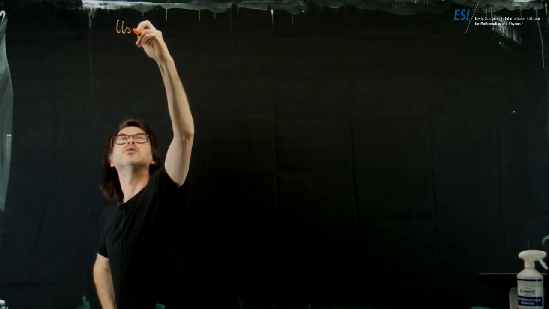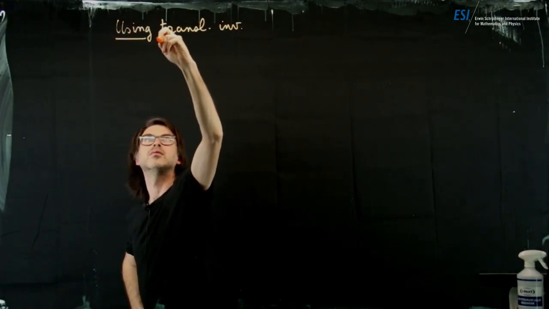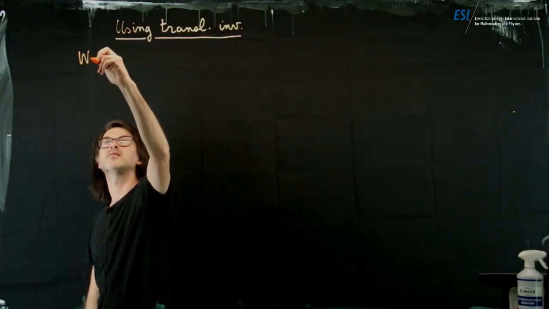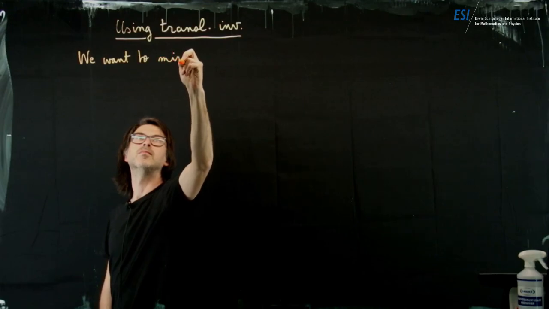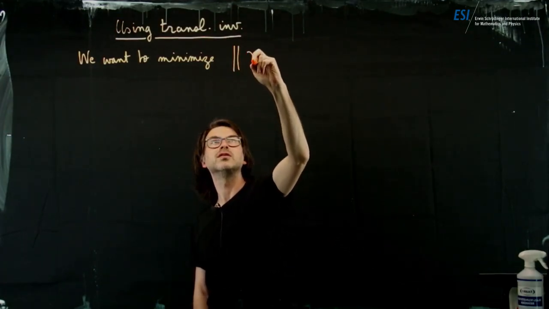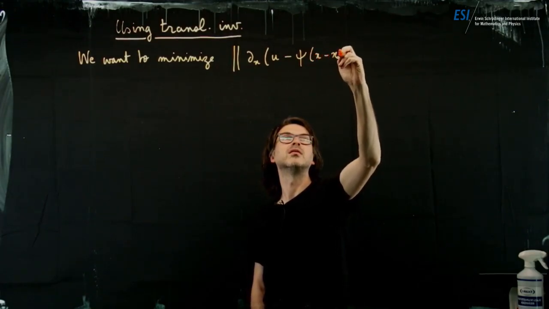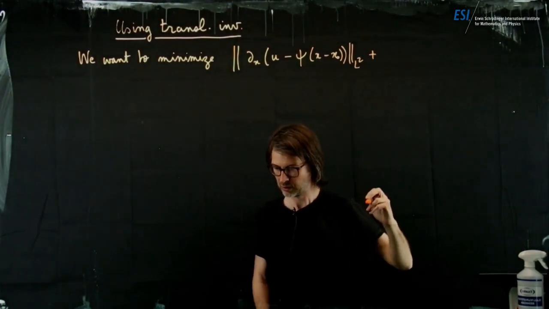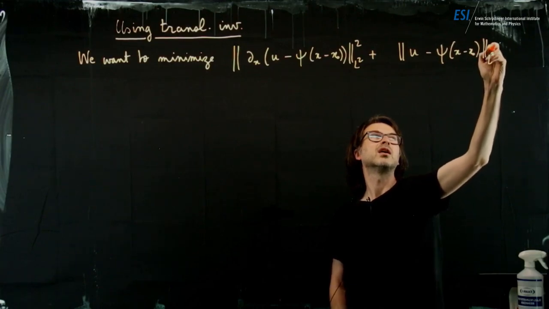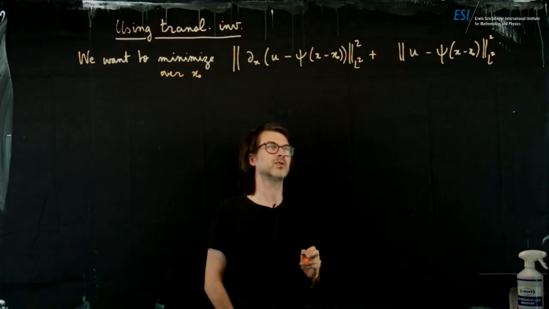Okay, so now we're going to use translation invariance. Let's say we want to minimize the norm dx of u minus psi of x minus x naught in L2 squared, plus u minus psi of x minus x naught in L2 squared. So that would be the H1 norm of u minus psi. And we want to minimize over x naught.